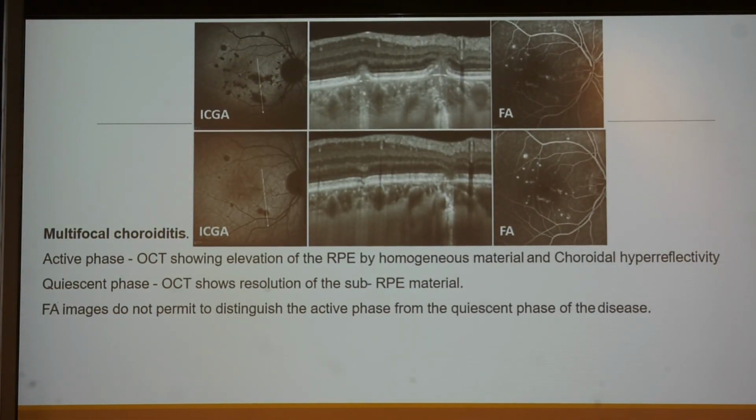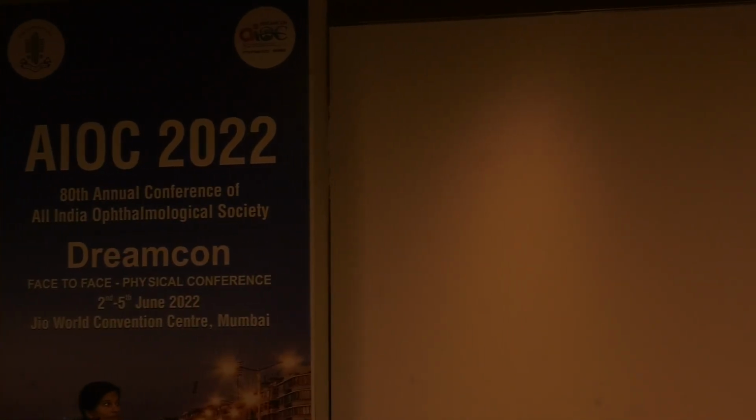This is a case of multifocal choroiditis. Again, active phase OCT shows RPE elevation by a homogeneous material and choroidal hyperreflectivity, and the quiescent stage OCT shows resolution of sub-RPE material. OCT also helps in identifying inflammatory CNVM, and it also determines the lesion activity to assess the response to treatment.